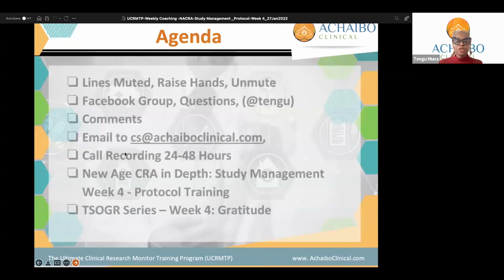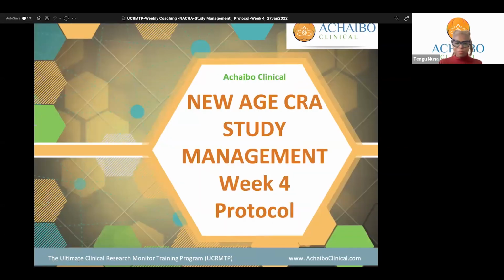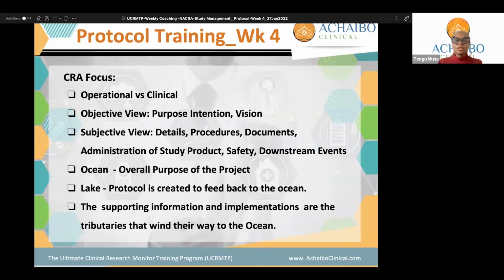So what we're studying today is, we've been studying study management, and we're now doing protocol training. How do you view a protocol? What the purpose is, the vision of the protocol. And then we're doing the Science of Getting Rich week 4, which is gratitude. So let's talk about the protocol.